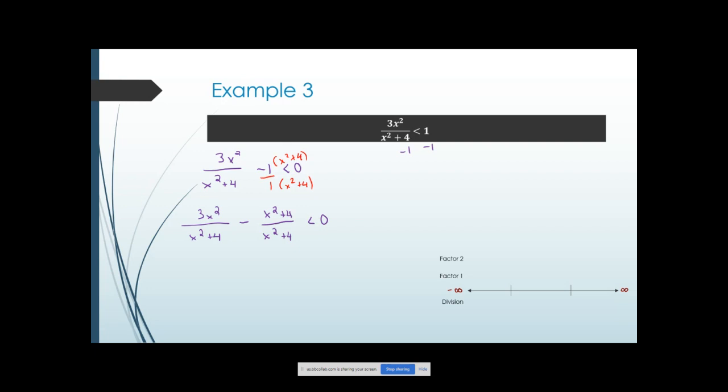Now when I combine these, that subtraction is subtracting both the x squared and the 4 because it's subtracting that whole thing. So I get (3x squared minus x squared minus 4) over (x squared plus 4) is less than 0. Then 3x squared minus x squared is 2x squared, so (2x squared minus 4) over (x squared plus 4) is less than 0.